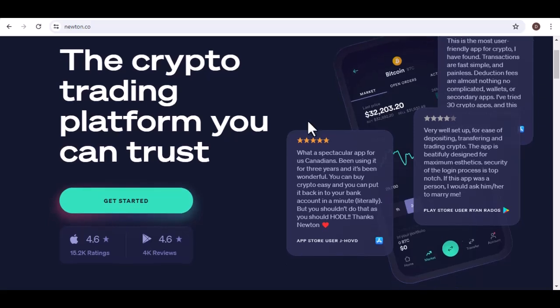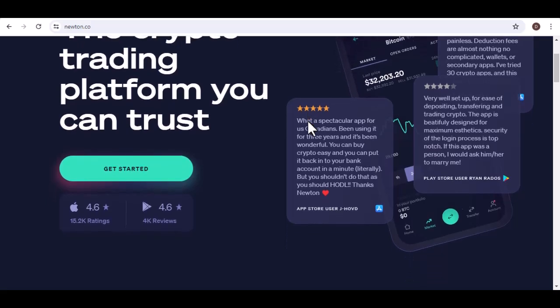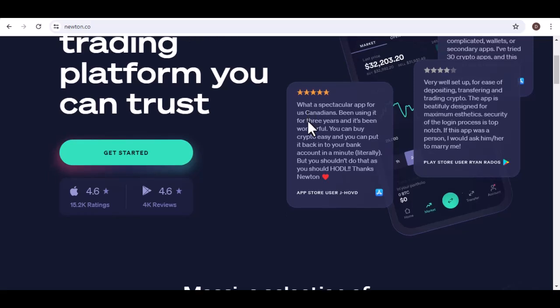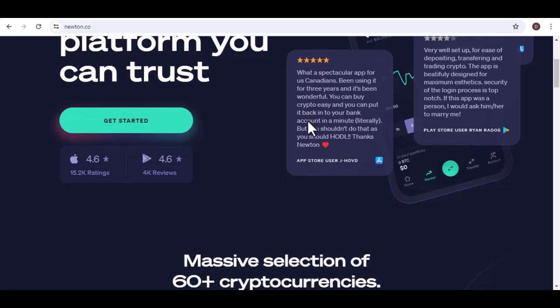Security and scalability. Of course, security and scalability are always major concerns in the crypto world. Newton says they're using cutting-edge cryptography to keep user data safe. And to handle massive amounts of data, they're developing a sharding system that breaks down the network into smaller, more manageable chunks.